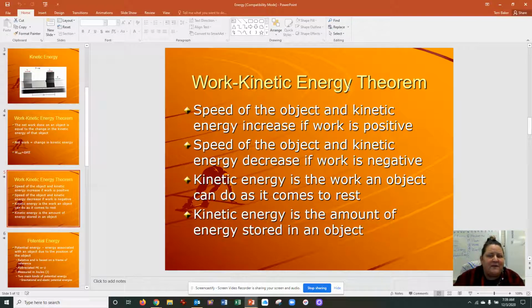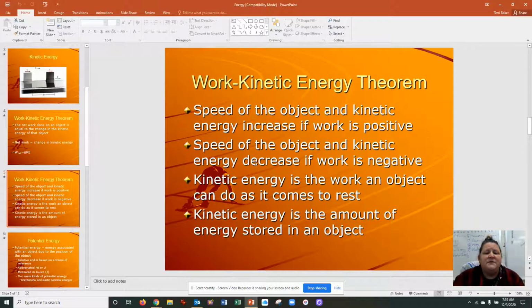All objects have energy. It's how we're looking at it. So, let's back up. The speed of an object and its kinetic energy increase if work is positive. I'm applying a force in the direction of the movement.